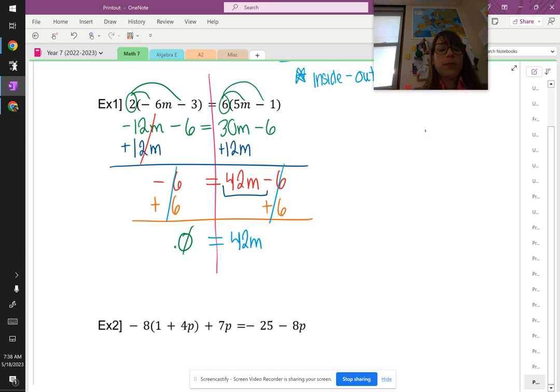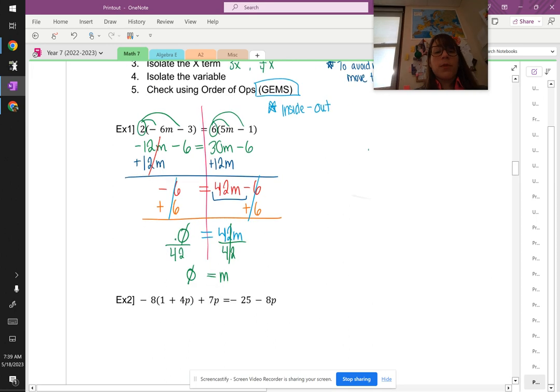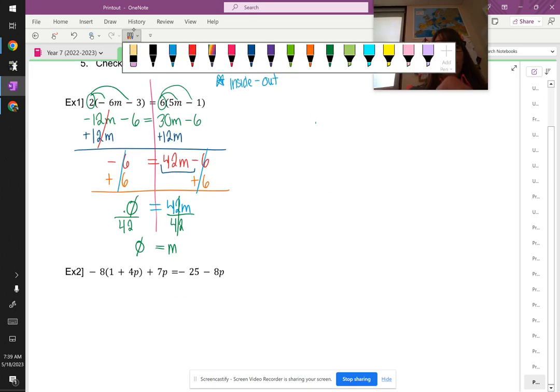Boom. All right, so 42 is being multiplied by m. The inverse of multiplication is division. 42 divided by 42 is 1. M carries down. And 0 divided by anything is still going to be 0. So we have m equals 0.